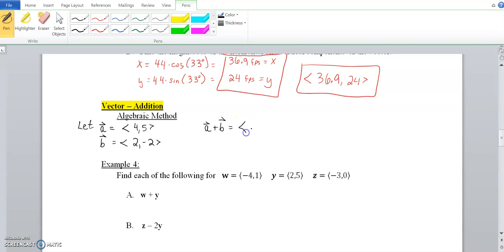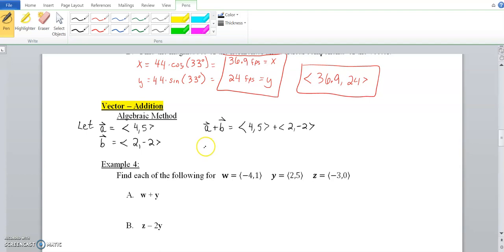Well, first it looks like <4, 5> plus <2, -2>. That still doesn't seem helpful. It says algebraic method, but that isn't any kind of algebra you've seen before.